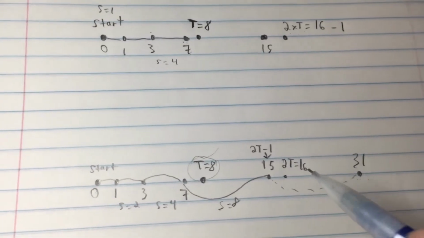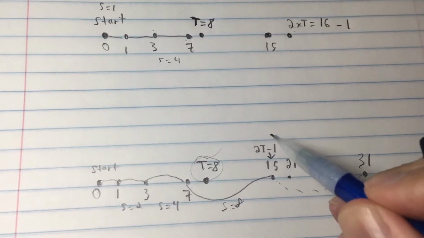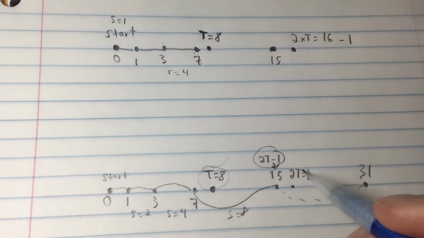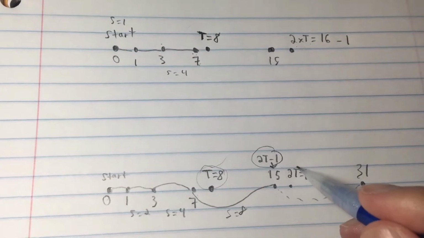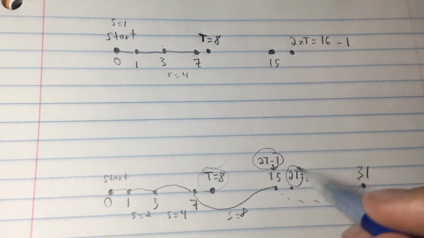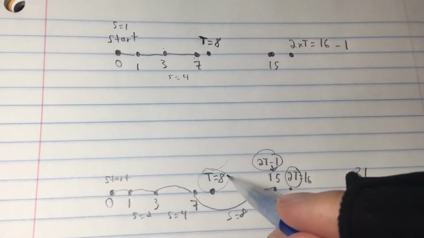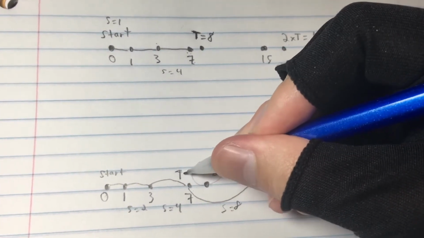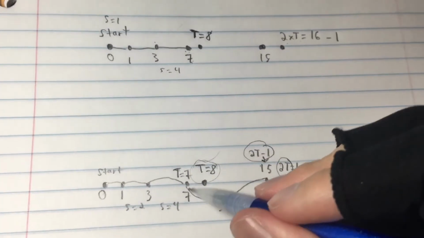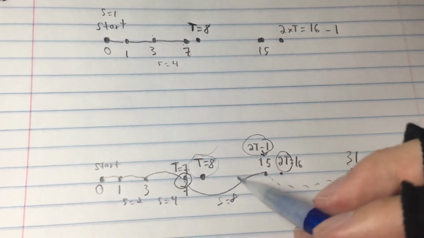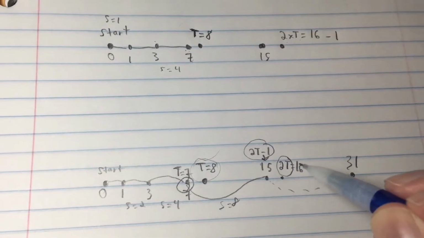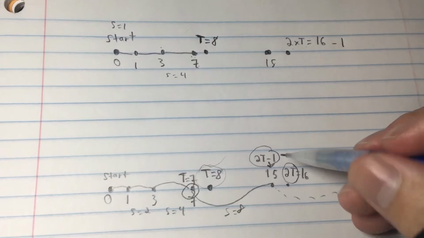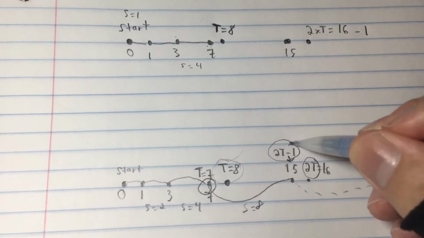So what I'm trying to prove here is that we don't need to check positions past 2t minus 1. And it's not possible to reach 2 times t, because if it was, we would have already been at t. Let's say our target was 7, we would have landed on it. So it's not possible to reach 2t, so we're just trying to bound the positions that we check to 2t minus 1.